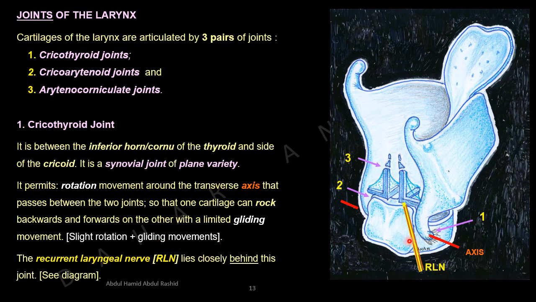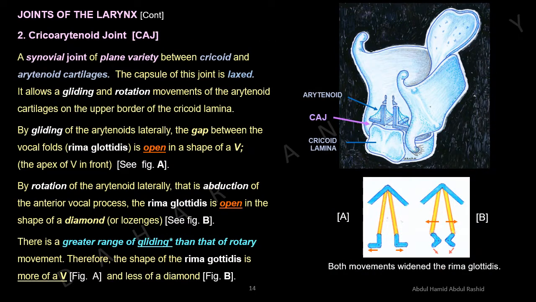If you see the diagram very carefully, behind this cricothyroid joint we have the recurrent laryngeal nerve here. It is very closely related to the posterior part of the cricothyroid joint. Joints of the larynx, continuation.